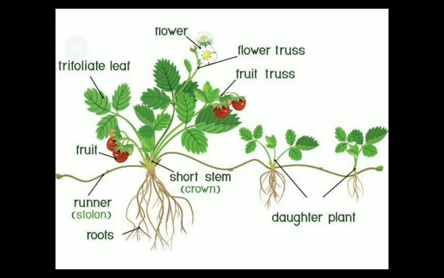And it is also seen in grass, they increase their number by this method. So this type of stem is known as runner. In runner type of stem, the stem will grow parallel to the ground.